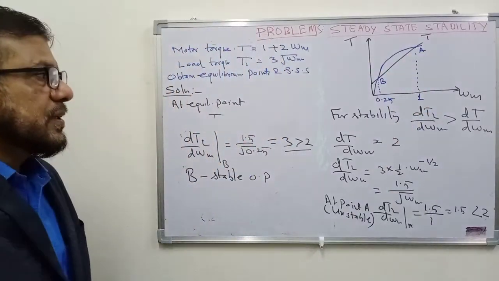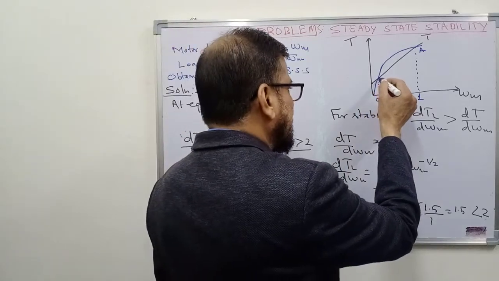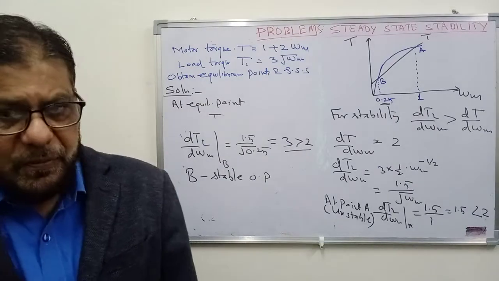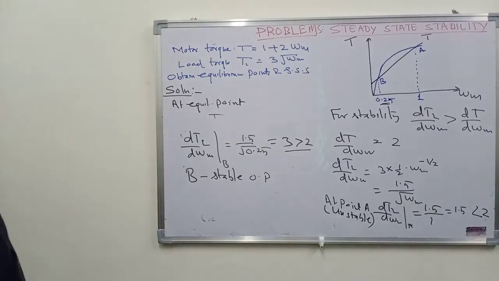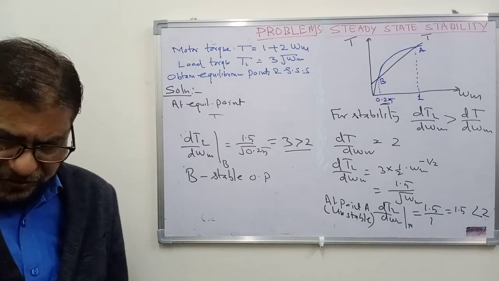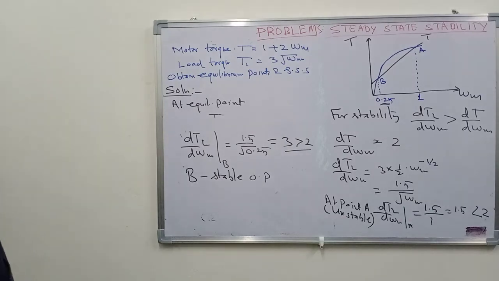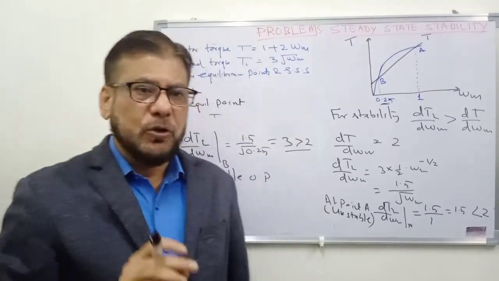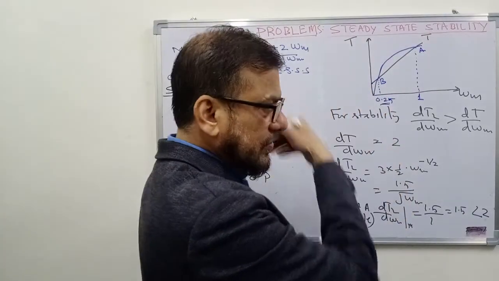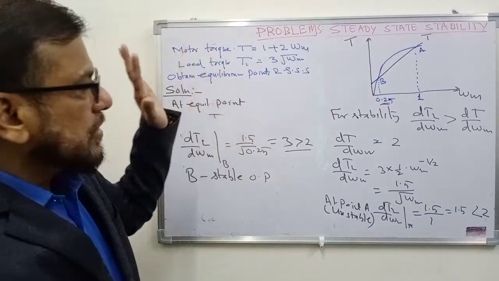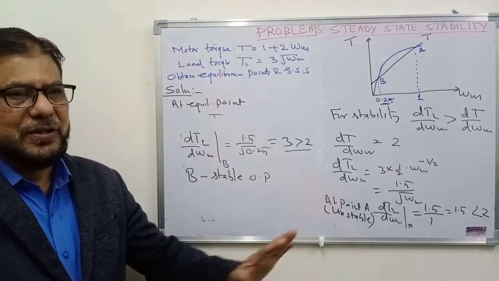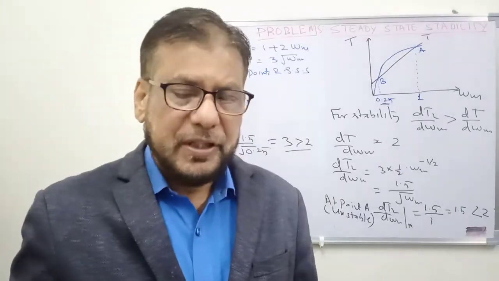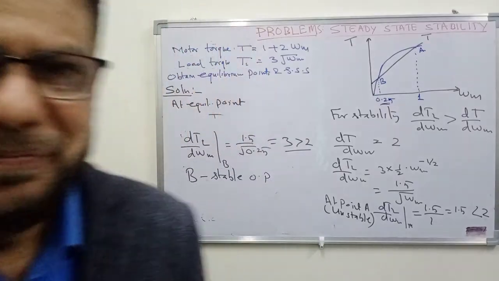This means that the motor will run stably at point B, that is at a speed of 0.25 radians per second. So in that way you can find out steady state stability, and determine whether the point is stable or unstable. You need not go for the method that we discussed earlier. In this situation, just use the equation and find the solution. You can try other problems also that I will provide in the tutorial sheet. Thank you for today.